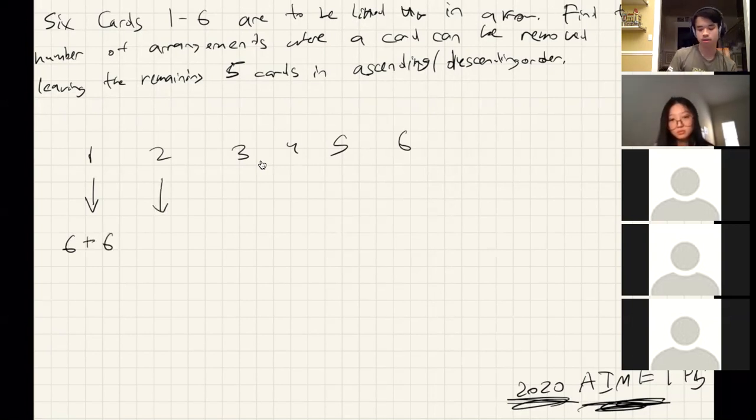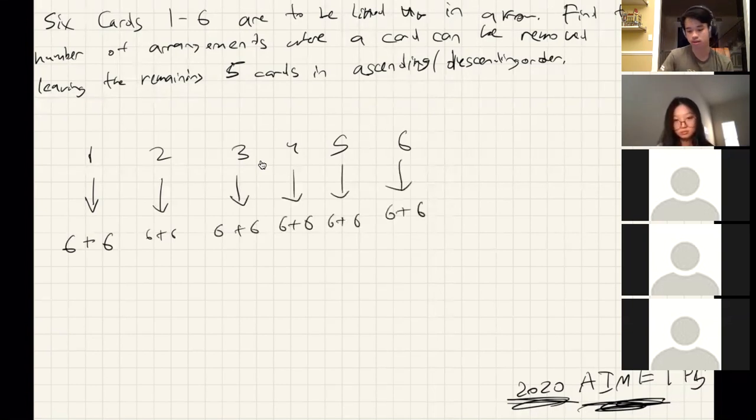2, once again, it's 6 plus 6. 3, again, it's 6 plus 6. And you just keep listing these out. 6 times 6 plus 6 equals 72. By now, you should understand that the number of arrangements for the ascending case is the same as the number of arrangements for the descending case. So you can just compute the ascending case and then multiply it by 2.